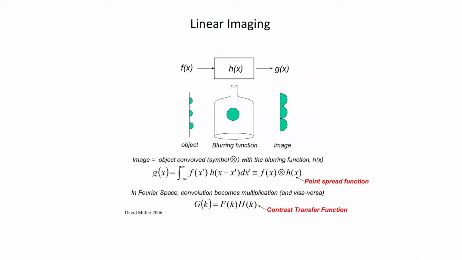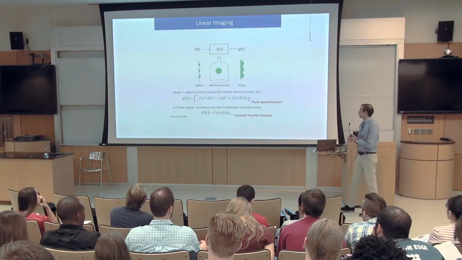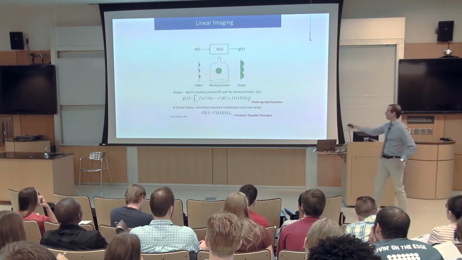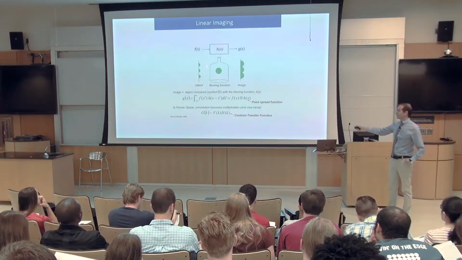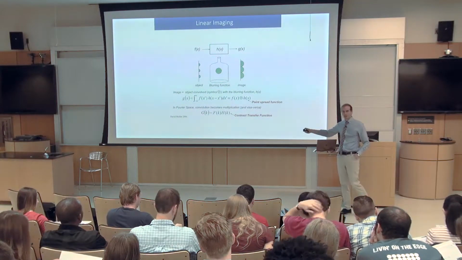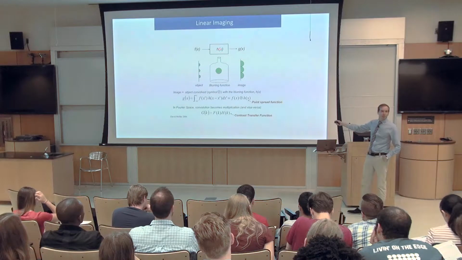So how is an image formed? The way we think about image formation in an electron microscope is through a linear imaging model. A linear imaging model takes a function, say f of x. This is your object. It's your specimen. It might be at atomic length scales. It might be a nanoscale image. And then it goes through your electron microscope.